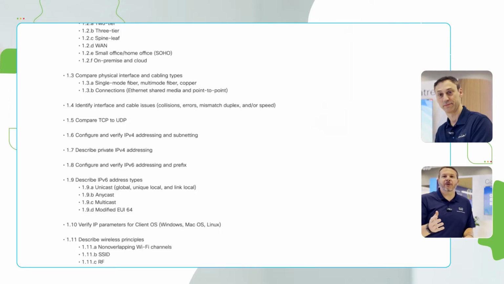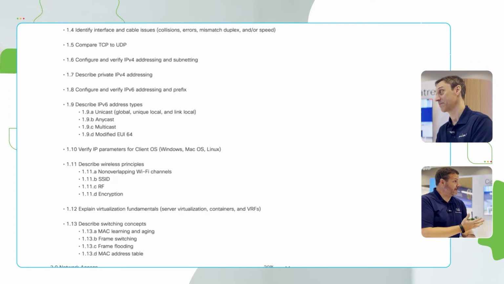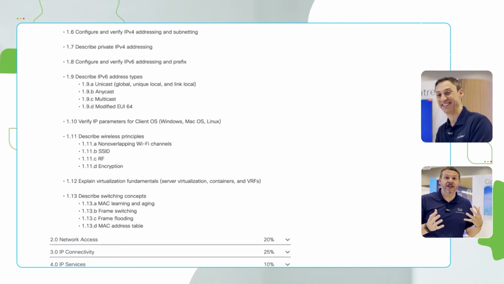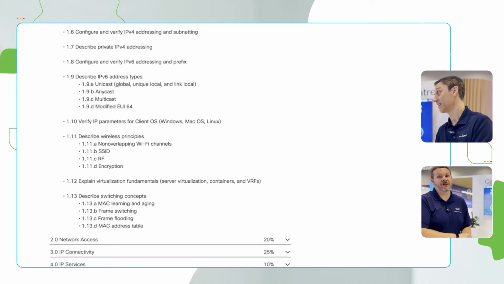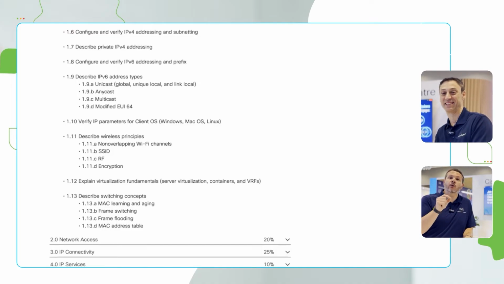Another example is compare TCP to UDP, 1.5 in this domain. Comparing two things is a little more sophisticated than describing them. You need to be able to understand and say, okay, what's the difference between these two? You'll get a description. Is this TCP or is this UDP? Exactly. How do they fit in? So take the time to understand which verb it is, and that'll help you understand how deep to go into your knowledge.